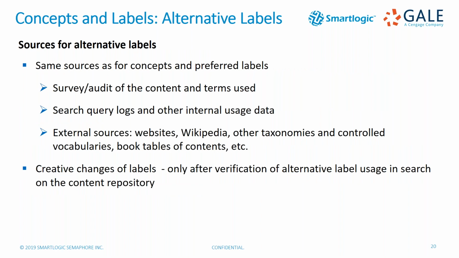Sources for alternative labels, as for preferred labels or concepts, involve looking at content and talking with people, but also of particular use for alternative labels are the search query logs, if you have any. If you already have some search on your content and users have entered some things into the search box, you could get a log and a list of what those search terms were, then those can often contribute to the alternative labels. External sources could also be consulted.